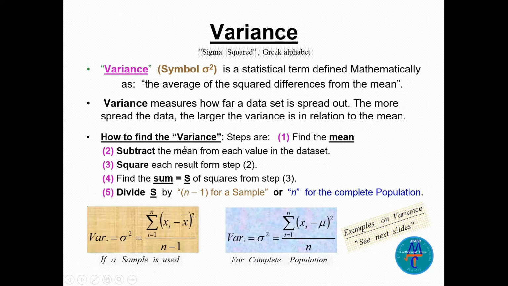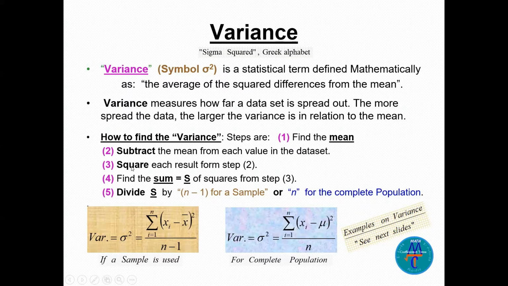How to find the variance? It's a little long process. Find the mean first. You have to find the mean. We have explained that in many examples in part 28. Subtract the mean from each value in the data set. So this is like xi minus x dash if you are using a sample, or the same xi minus mu if you are using a complete population.